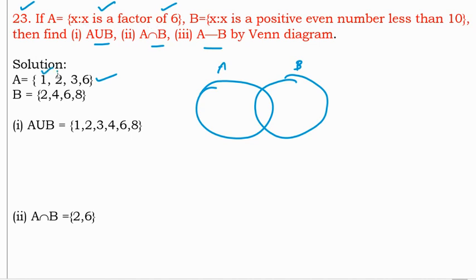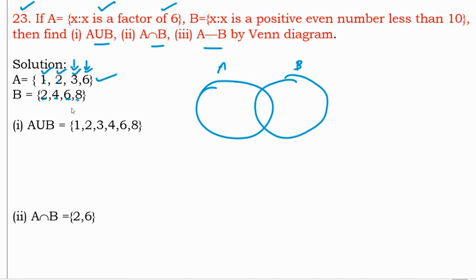Factors of 6 are 1, 2, 3, 6. B is the positive even numbers less than 10. Even numbers are 2, 4, 6, 8. I'm not writing 10 because they have given less than 10. So we'll represent this in the given sets through a Venn diagram.